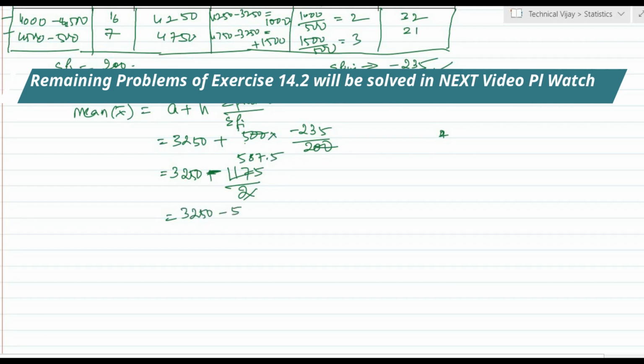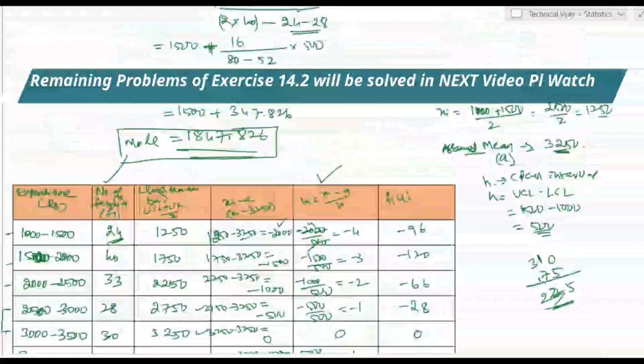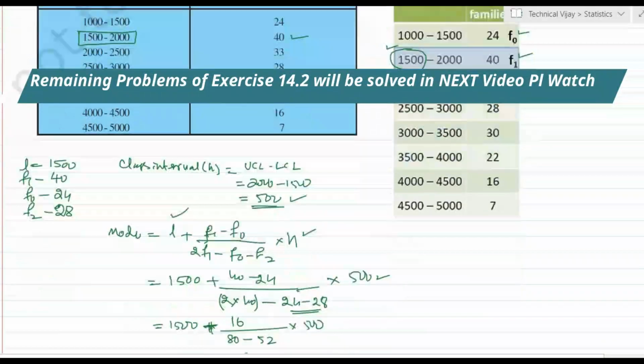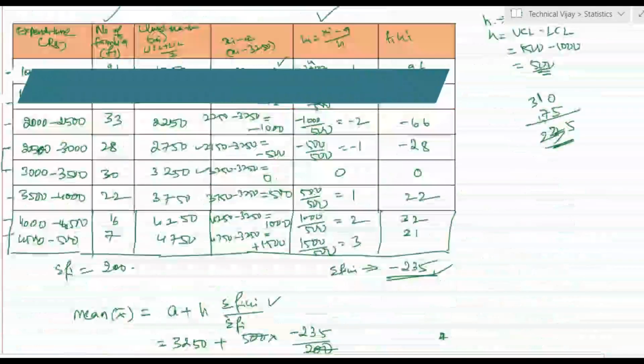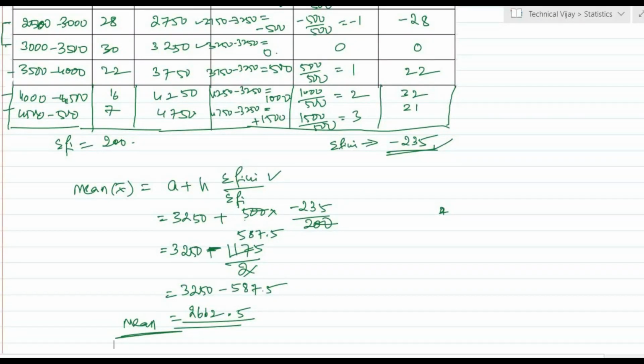3250 minus 587.5 is equal to 2662.5. This is the mean of the expenditure. And the mode will be 1847.826. So the mean is 2662.5.